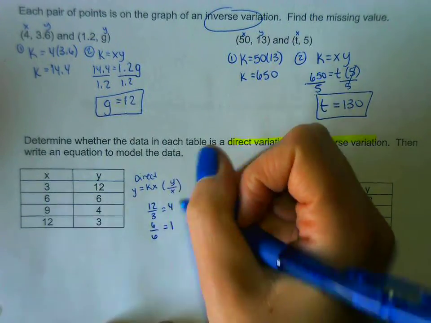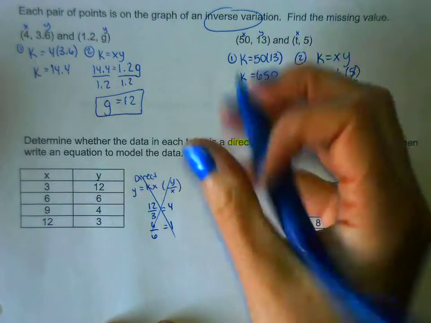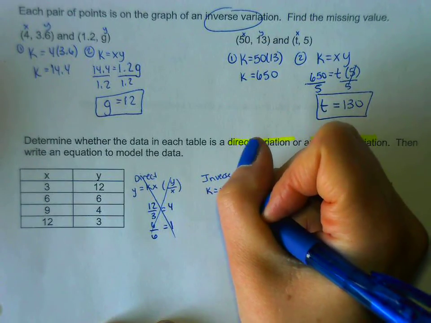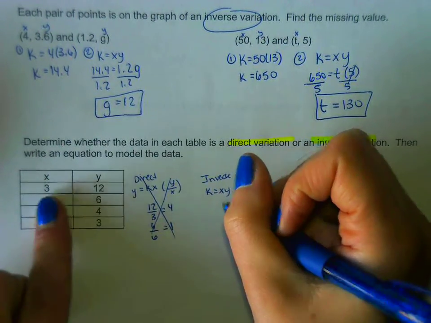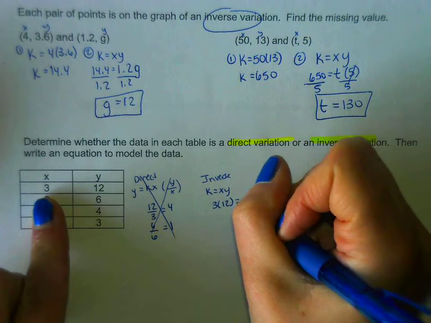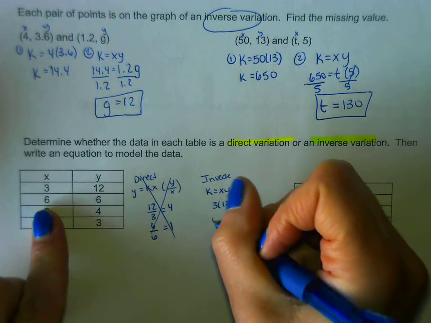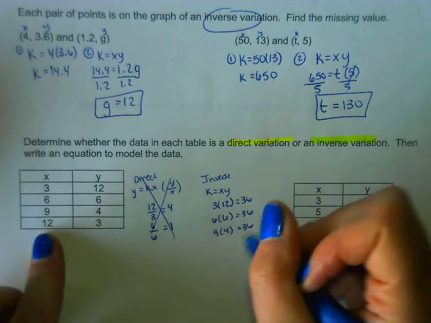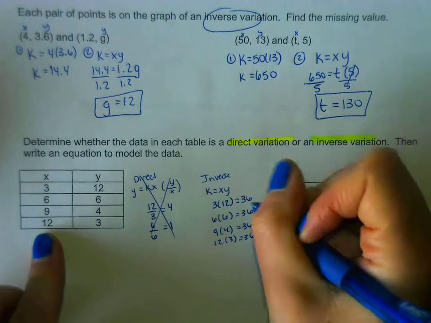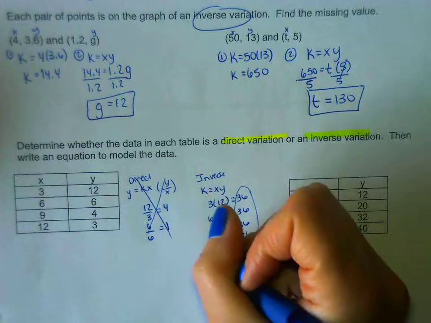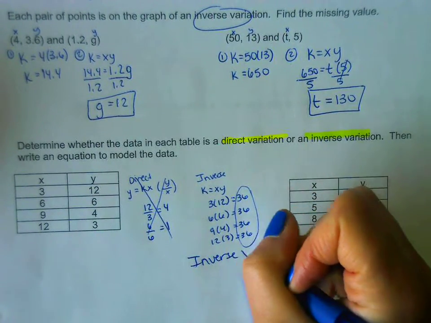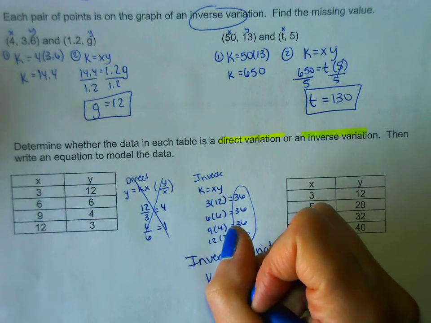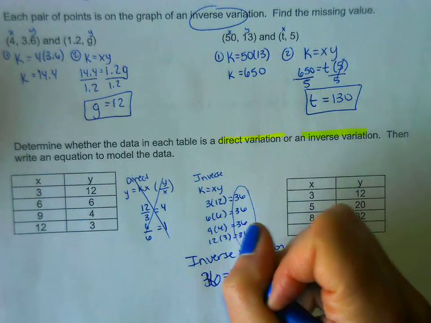So now if I take a look at my inverse, remember inverse is your constant equals your x times y. So if I take 3 times 12, I end up with 36. 6 times 6 is 36. 9 times 4 is 36. And 12 times 3 is also 36. So since these are all constants, this is an inverse variation, which means my equation would be that my constant 36 equals x times y, or you could say y equals 36 over x.